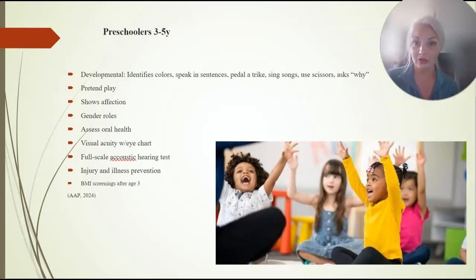We're now going to do a formal visual acuity with a Snellen chart. If they do not know their alphabet, we can use shapes. Since they do know those now, we're going to do a full-scale acoustic test, still talk about injury and illness prevention, and BMI screenings, making sure they have good nutrition and exercise, limiting screen times.